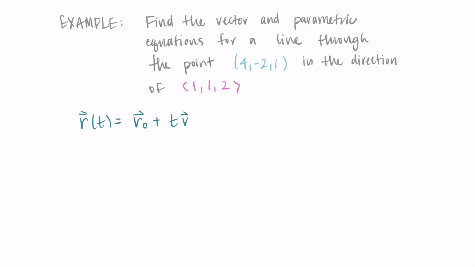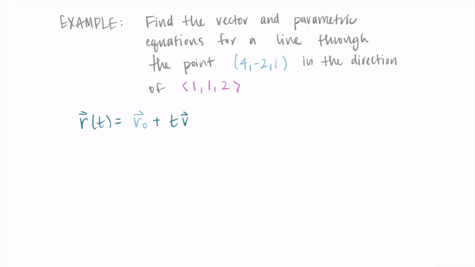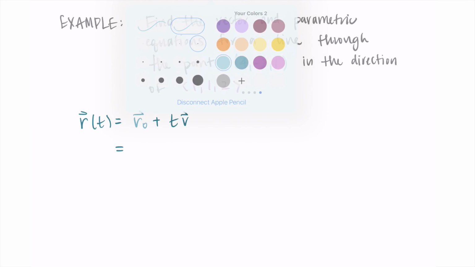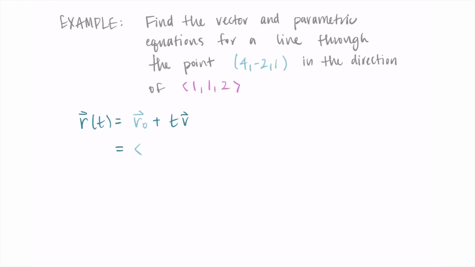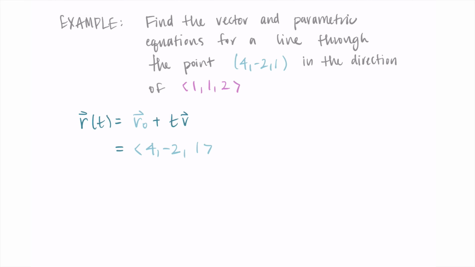So for our r naught, we're going to use the point. We're going to take a vector that points at the point. So we're going to take those components and make them the components of the vector. 4, -2, 1. So we just take that point we're looking for, that becomes the vector that points to the point. So you might label it to help you out. That's a vector pointing to the point.